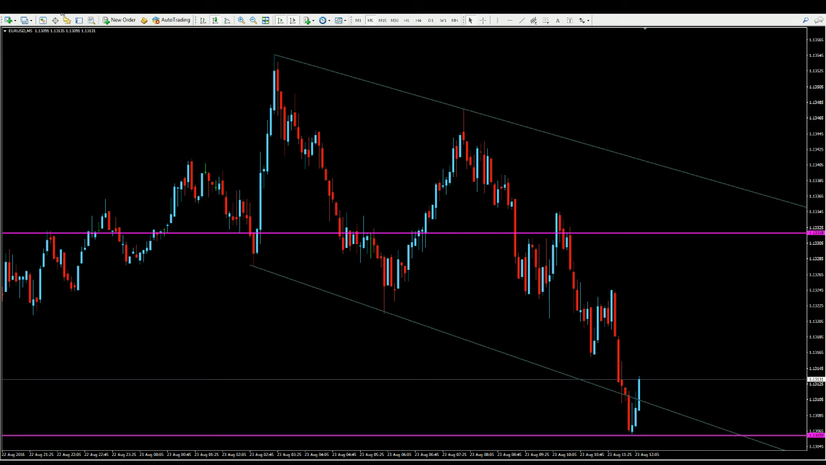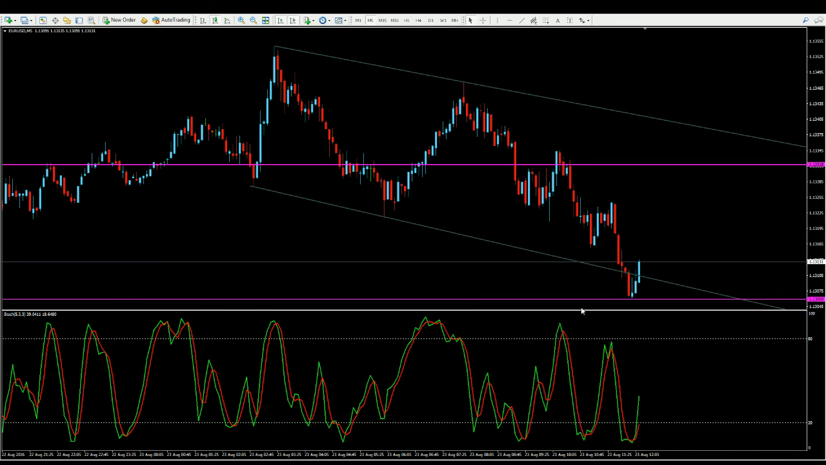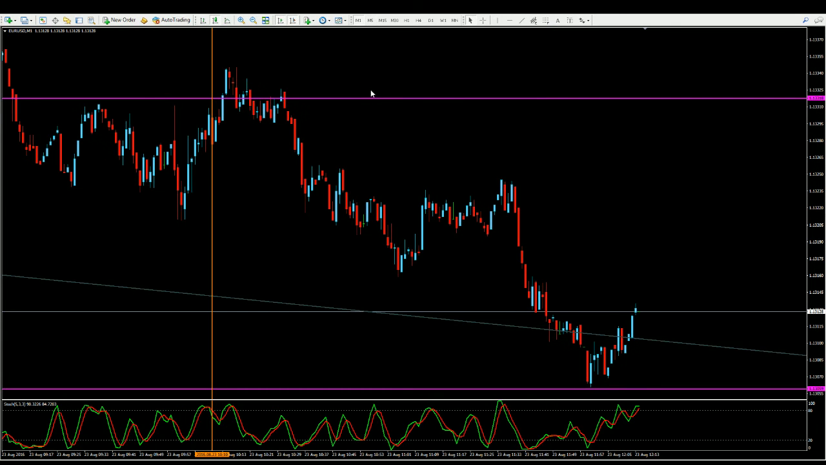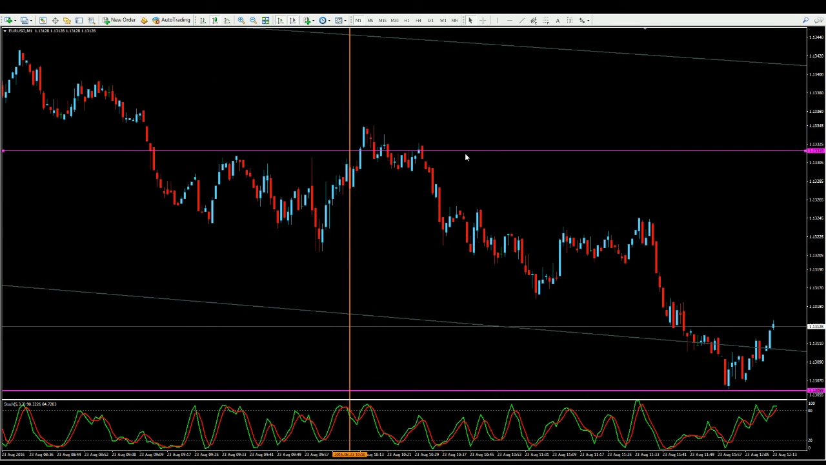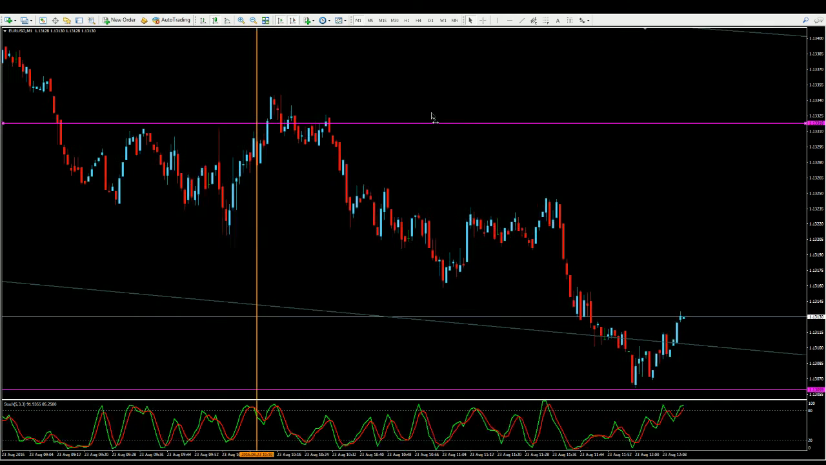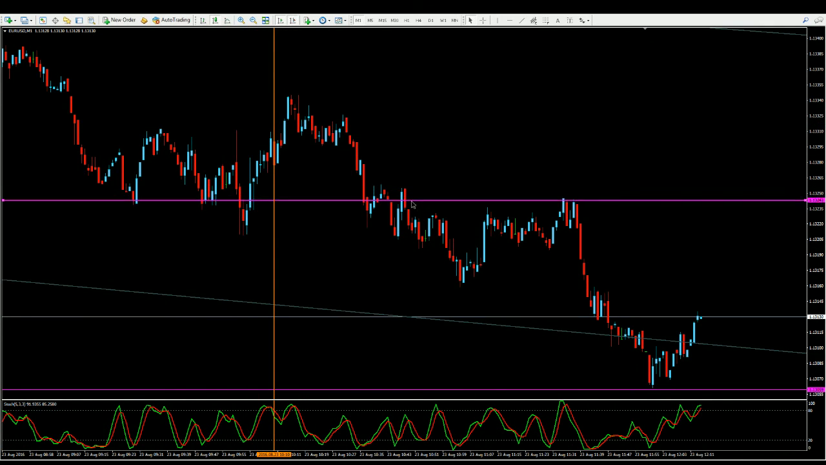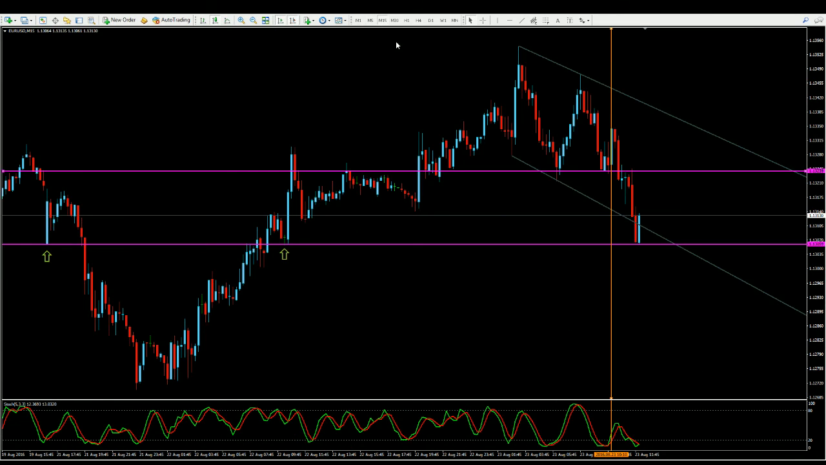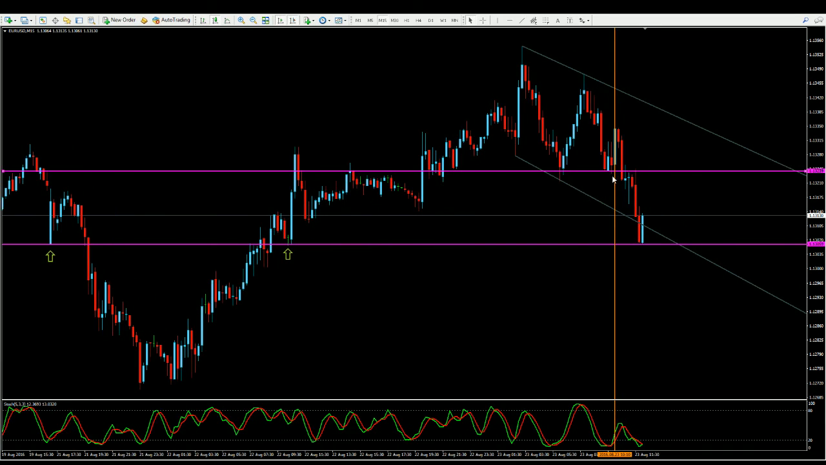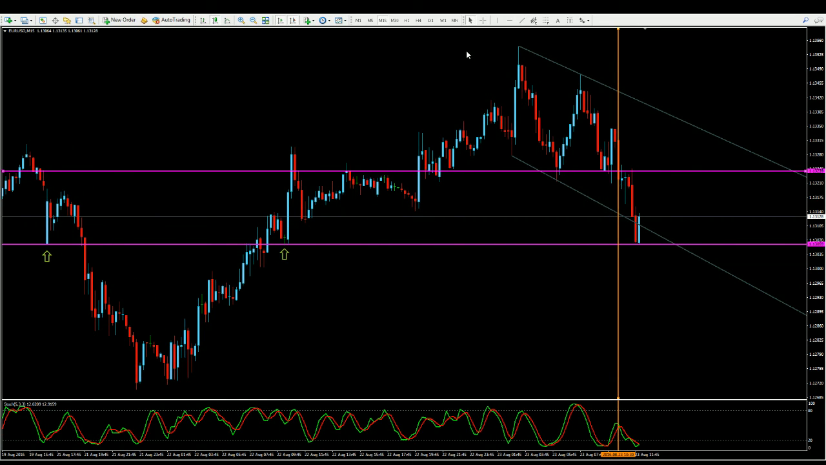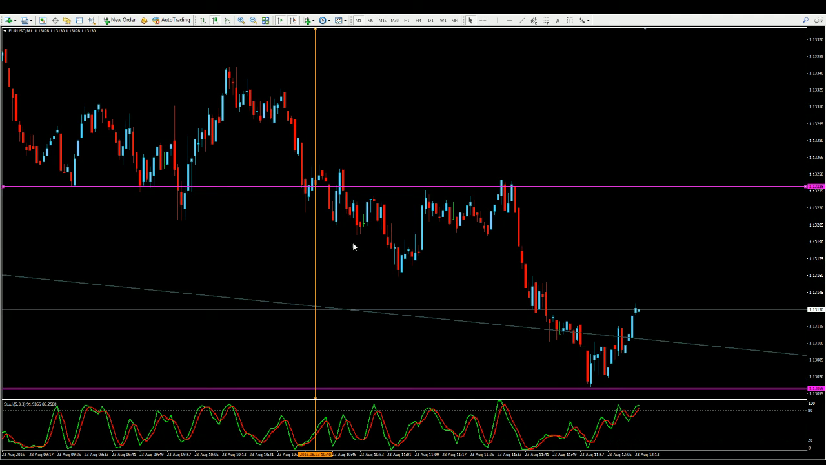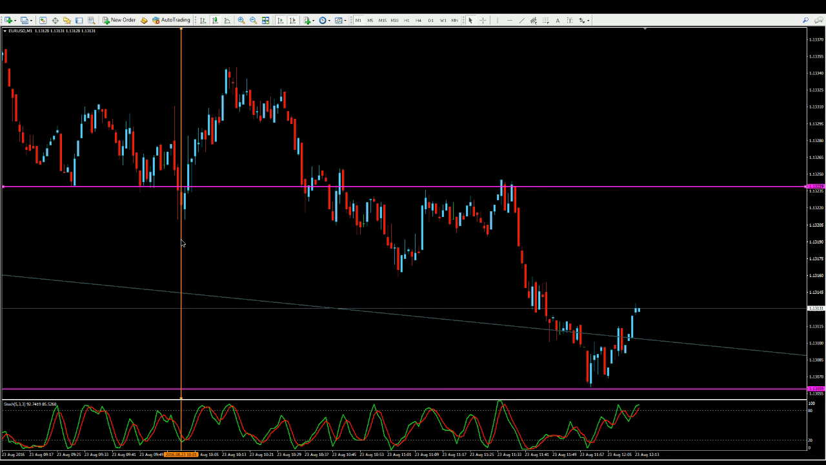Yeah, I used stochastic, as I said. So in this case, I did take a quick peek at stochastic. Where did I enter the trade again? Let's see here. Okay, so on this candle here, right?